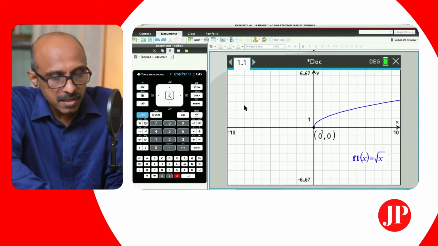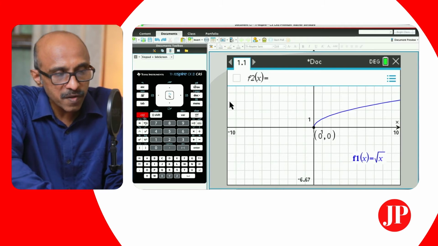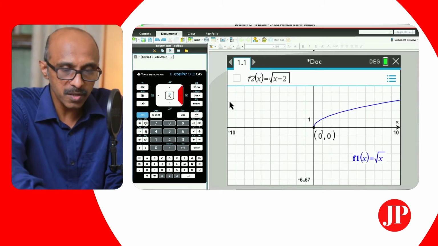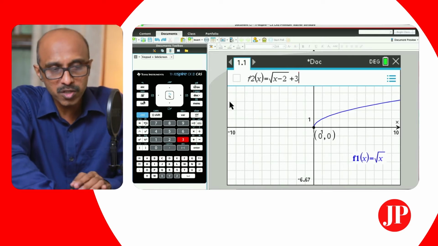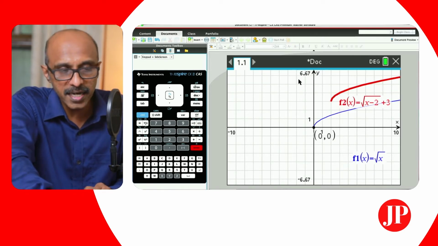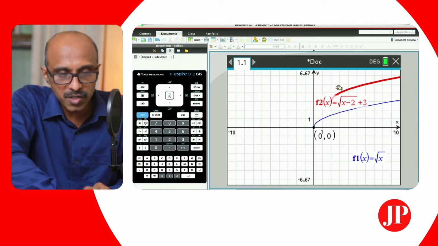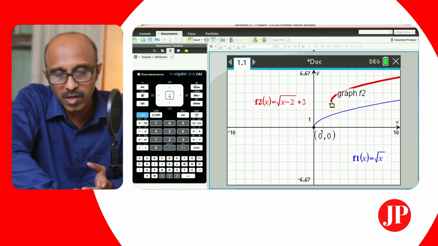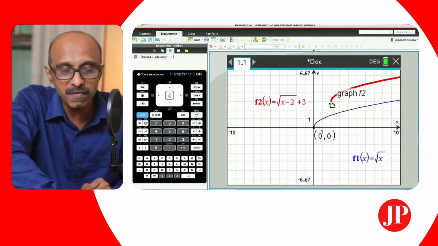And now I'll enter the translated square root function, which was x minus 2 under the square root, and outside the square root we had a plus 3. So h was 2 and k was 3, and hit enter, and I get that graph there. We're interested in comparing these points, whatever you call it. It's not the minimum value. Well, it's sort of the minimum value, but it's not the vertex, okay?